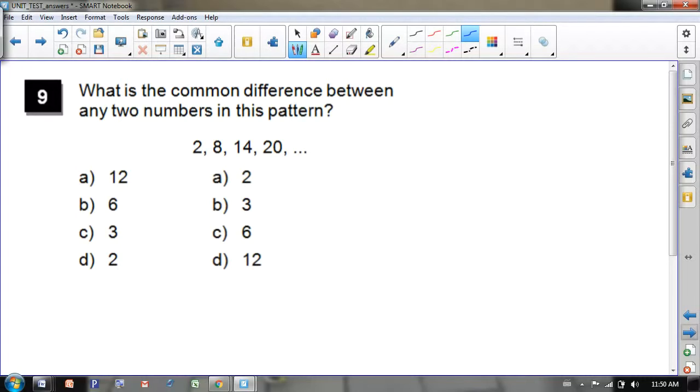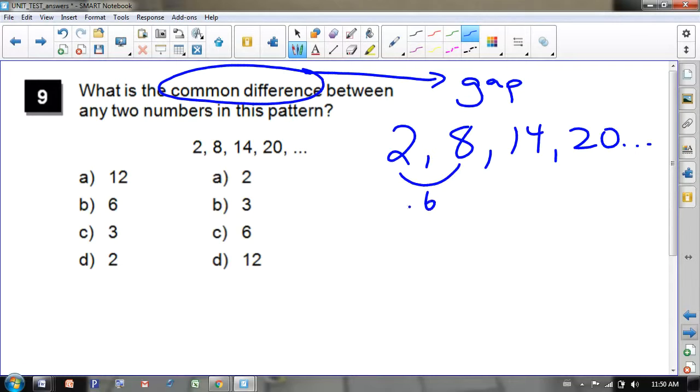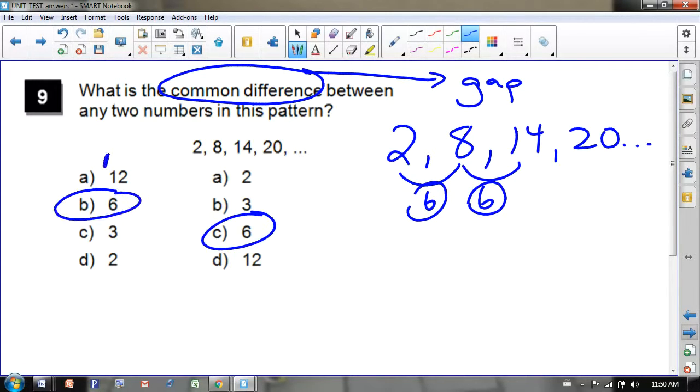For question 9, the word is common difference. Common difference is the same thing as the gap between two numbers in the sequence. And in this sequence here, it increases by 6 every time. So the gap is 6. In version A, the answer is B. In version B, the answer is C.